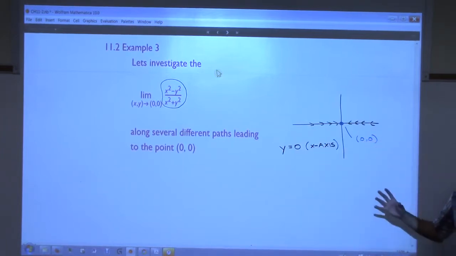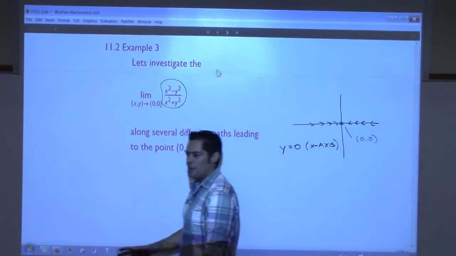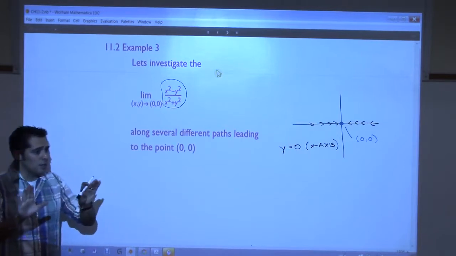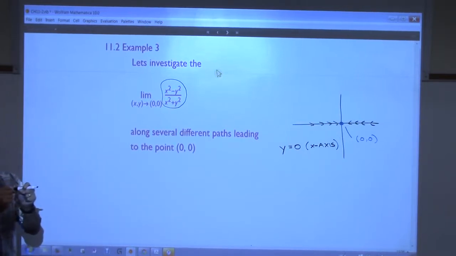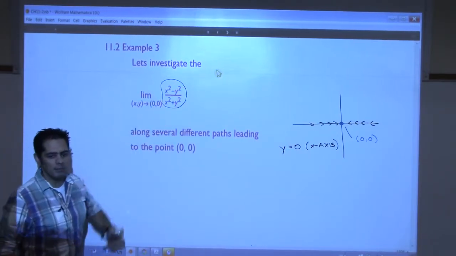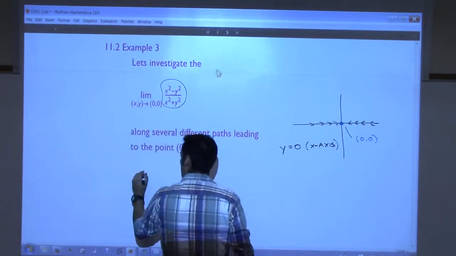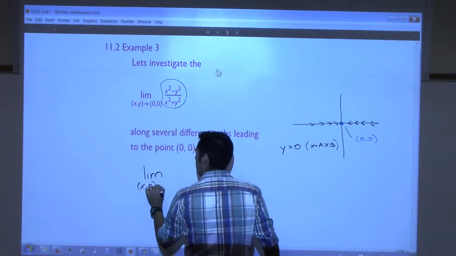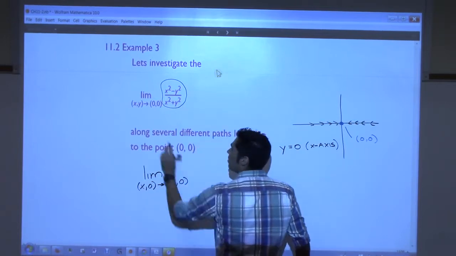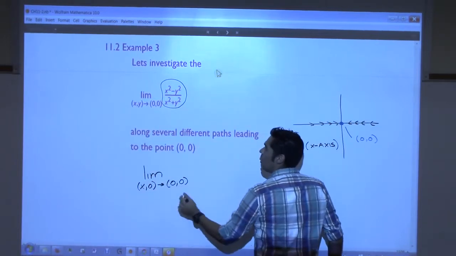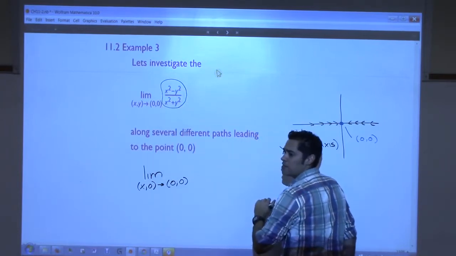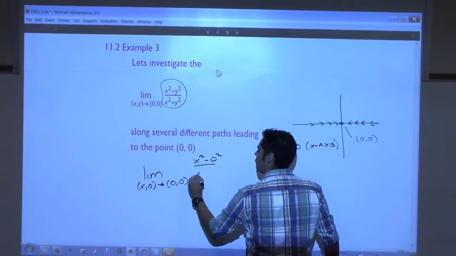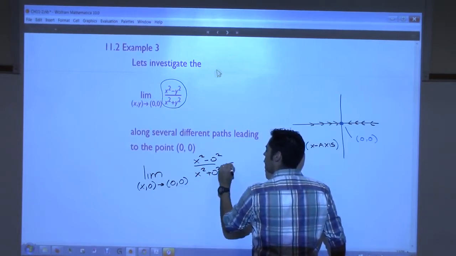So what I'm going to do is go to this limit, and I'm going to fix my y value at 0. Not approaching 0. I'm going to fix y to be 0. And I'm going to rewrite this limit. So here's what it'll look like. Limit as x approaches 0, with y replaced by 0. And then everywhere in here, I'm going to replace y with 0. So x squared minus 0 squared over x squared plus 0 squared.